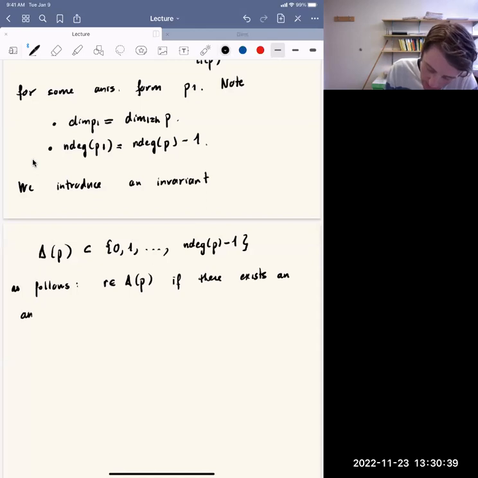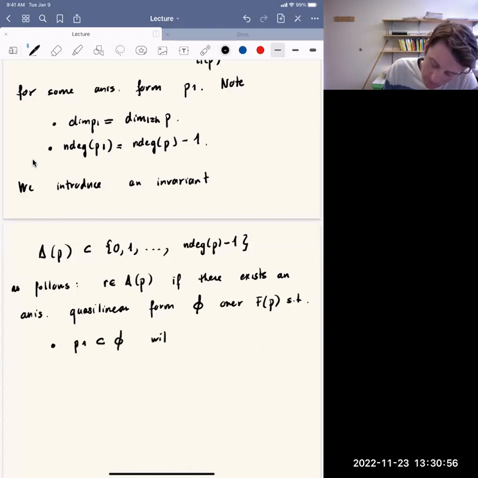an anisotropic quasi-linear form phi over the function field of P, such that first, P1 is a subform of this form phi, and the codimension of P1 in this form phi is less than 2 to the r. And second, this form phi is a multiple of a quasilinear Pfister form of dimension 2 to the r.